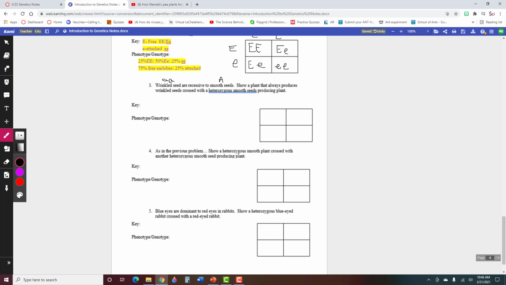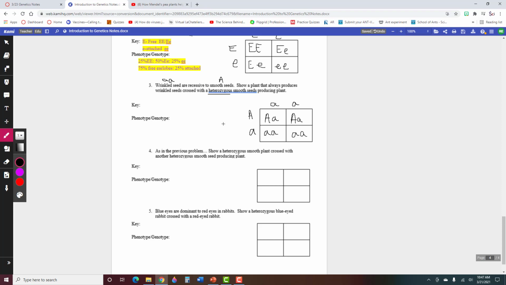Show a plant that always produces wrinkled seeds. Well, you only get wrinkled seeds with that. Okay, and cross with a heterozygous smooth seed producing plant. The word heterozygous there is very important. So heterozygous is 1 capital and 1 lowercase. Once you get the parents, the rest of this is easy. So fill this in, capital from the side, lowercase from the top, capital from the side, lowercase from the top, and then lowercase, lowercase, and then lowercase, lowercase.